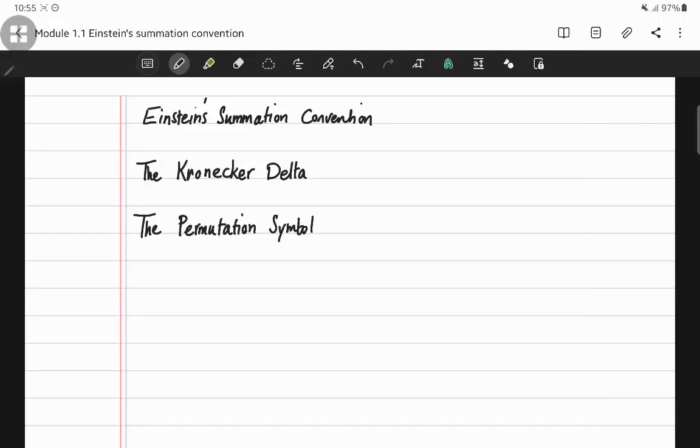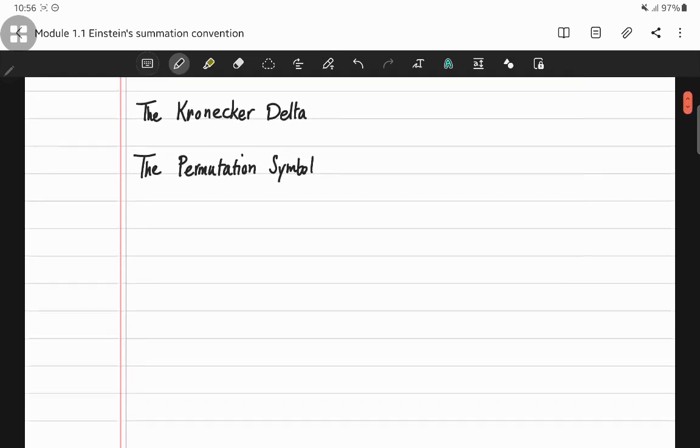Hello everyone, and welcome to the first module of Introduction to Continuum Mechanics. In the first part of the first module, we're going to elaborate on summation convention, or so-called Einstein's summation convention. Then we discuss the Kronecker Delta and the permutation symbol. So let's get started with Einstein summation convention.